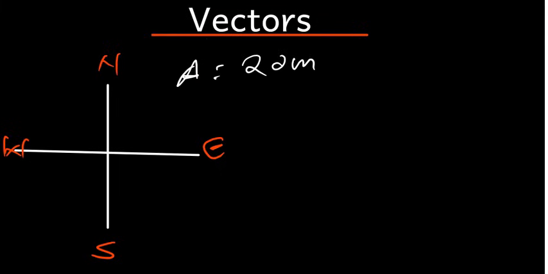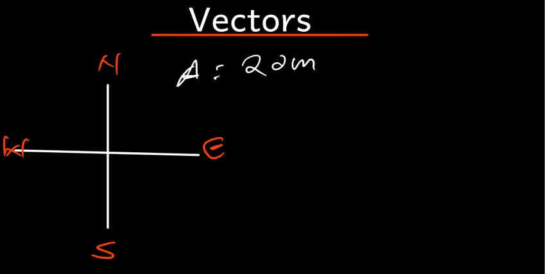Let's continue. We have the north. We have the south. We have the east. We have the west. Now, here is the issue, guys. You are going to come across some certain terms. They are going to tell you that we have the vector A, which is 20 meters.